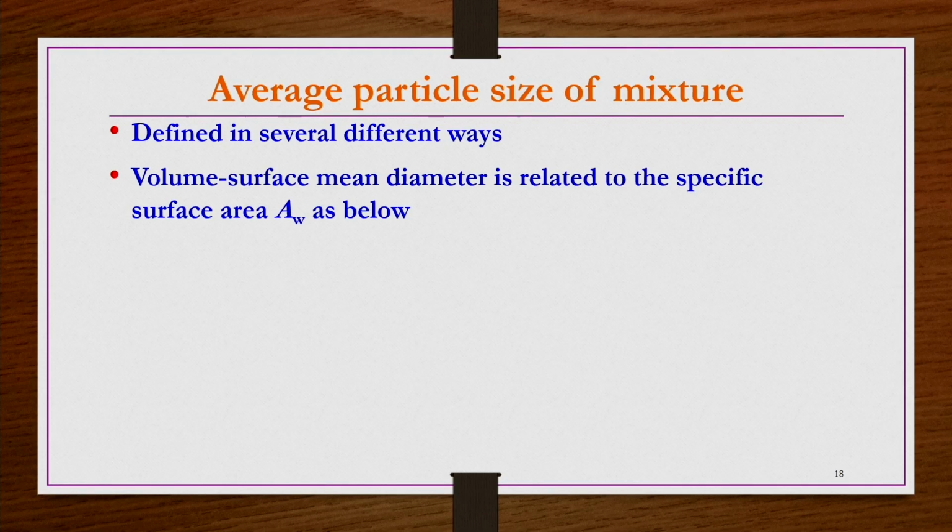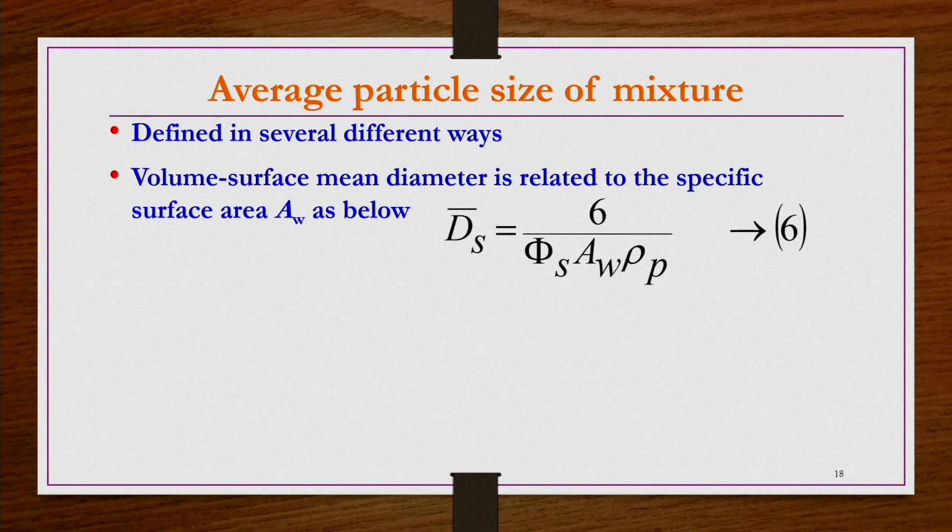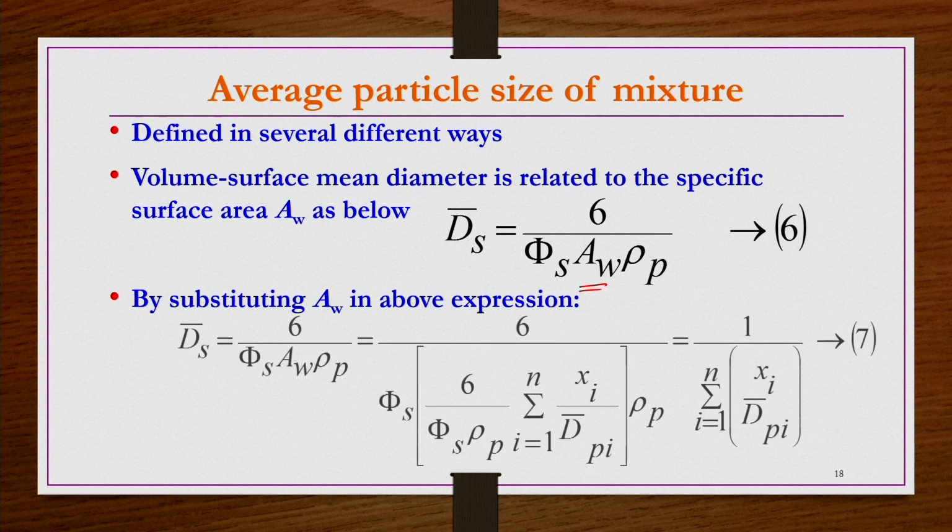The first one is the volume surface mean diameter. It is related to the surface area A_w as given by d_s bar equals 6 by pi s A_w rho p. Here A_w we have already calculated for a non-uniform mixture: A_w is 6 by pi s rho p sigma xi by dpi bar. You substitute here and simplify, and you get d_s bar equals 1 by sigma xi by dpi bar. So this is the volume surface mean diameter.